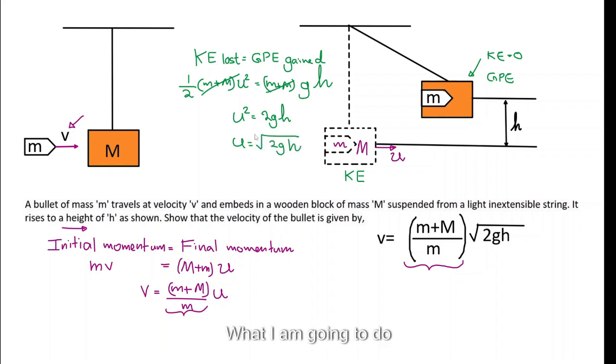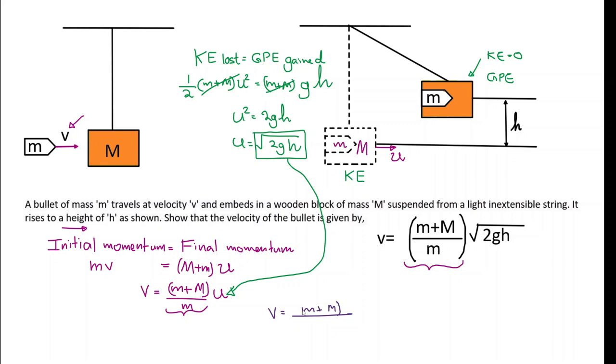What I'm going to do is substitute this root 2gh in here. So I get v is equal to (m + M) over m. Instead of u, I can put root 2gh, which is exactly what the question is asking us to do.